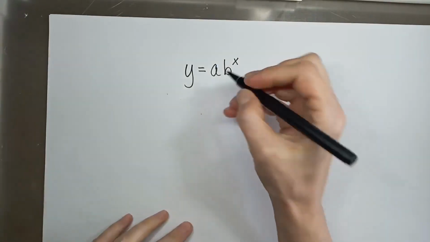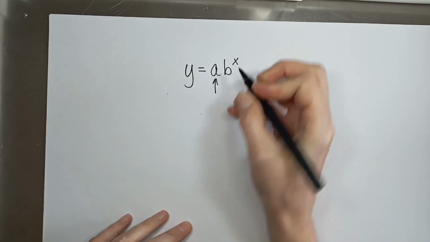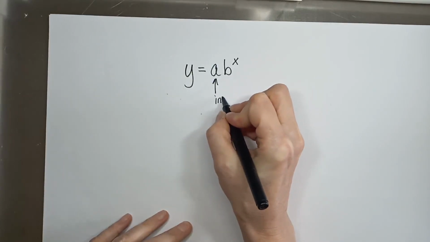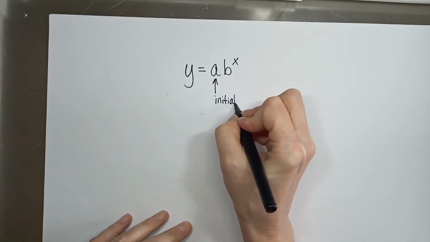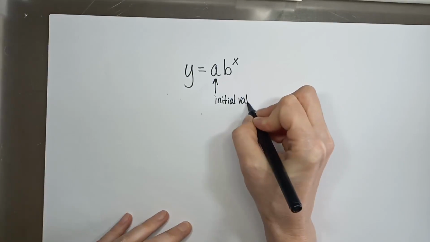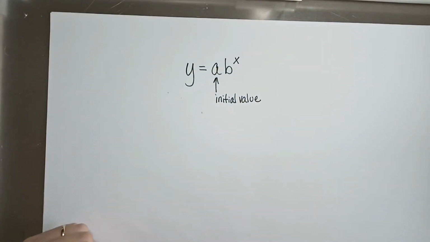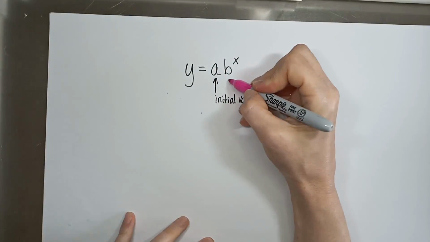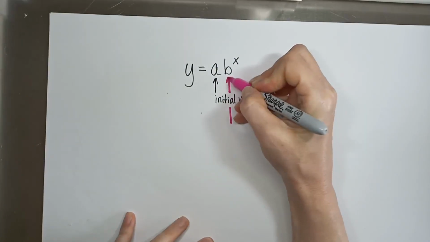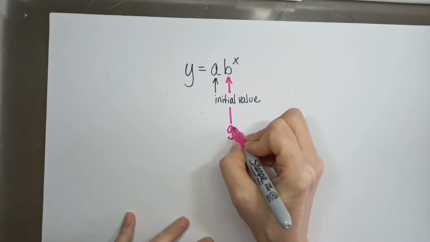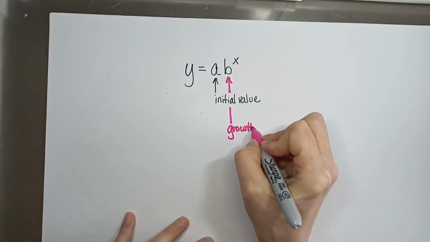Remember that the a is the initial value. And the initial value is always our starting point. What do we have to begin with? The b is our growth or decay factor. So this is our growth or decay factor.